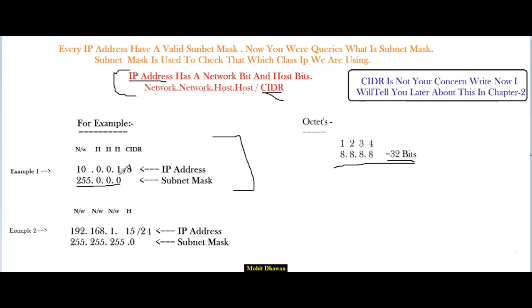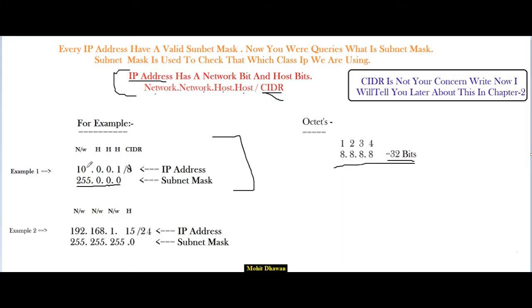So guys, I was earlier telling you that every valid IP address has a subnet mask, and the subnet mask helps us know which class of IP we are using. It is necessary, but in your machines, whenever you put in your IP address, the machine will automatically pick up the subnet mask. You don't have to fill it in, but I am telling you so that if anyone has questions on the subnet mask, you can answer them.